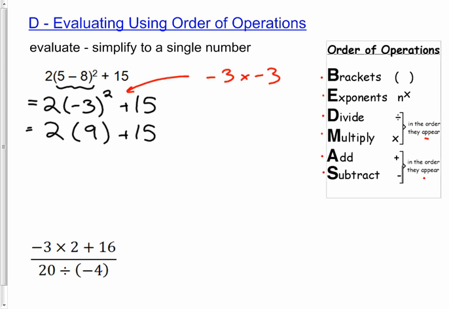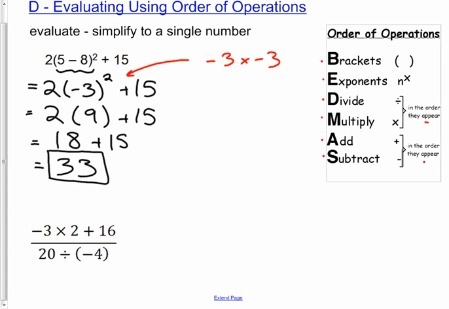From our previous discussion, we know that if we see two numbers, one here in front of a bracket, and we don't see any operation between them, that means multiplication. So we're going to do our multiplication next. 2 times 9 is 18. We have 18 plus 15. And we keep writing all of these numbers and operations that we haven't done yet. And finally, we do our addition. 18 plus 15 is 33. And there we've evaluated this because our answer is a single number.